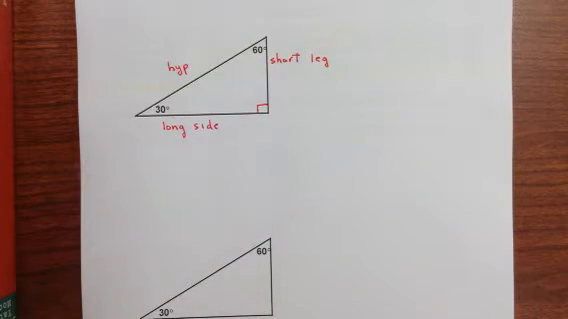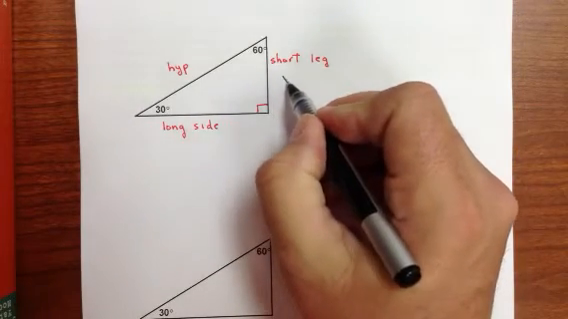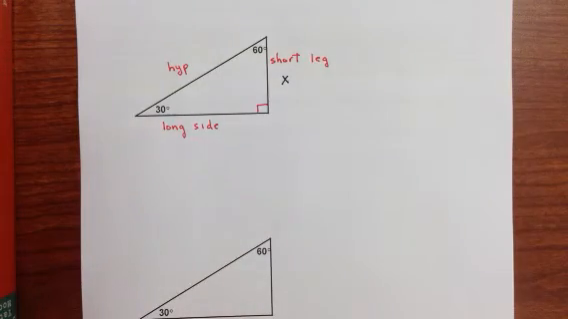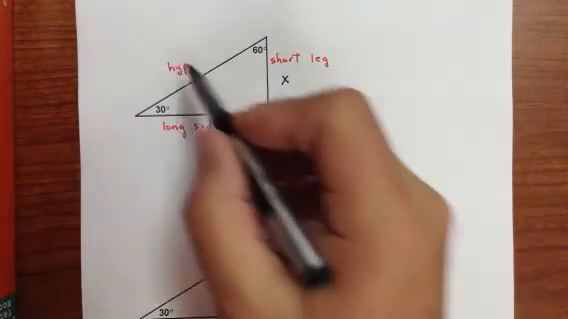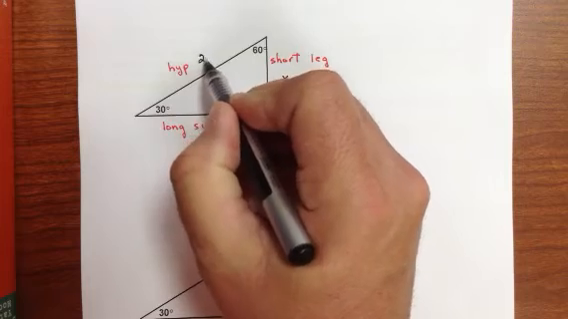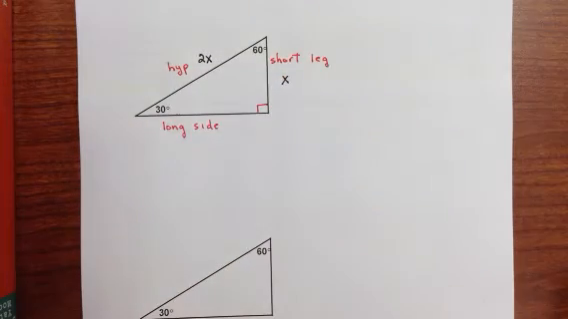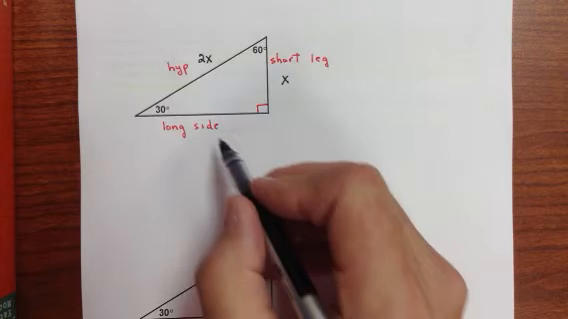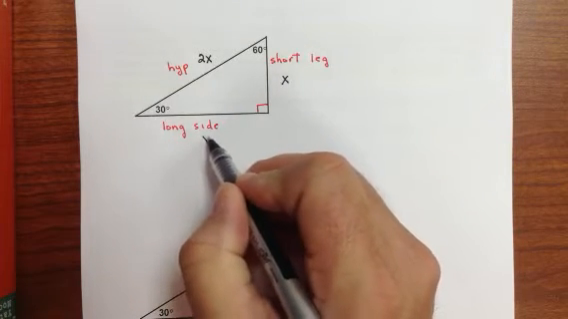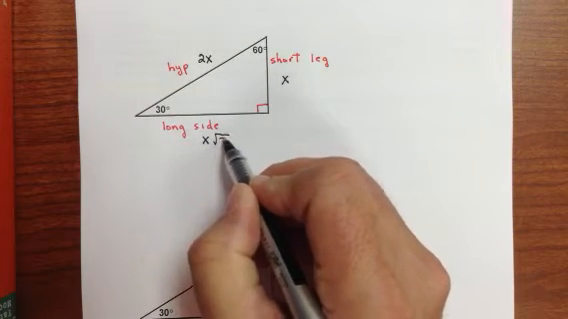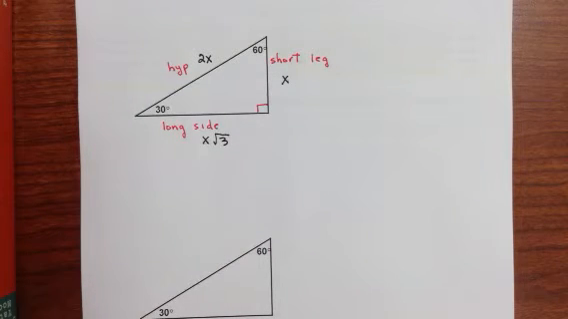So the relationship is, let's say that we are given the short side as x. If the short side is x, the hypotenuse is going to be twice as big, or 2x. The long side is going to be radical 3 times as big, or x radical 3. So that's the formula. You're going to need that in your pre-calculus and calculus careers. You need to know that relationship.